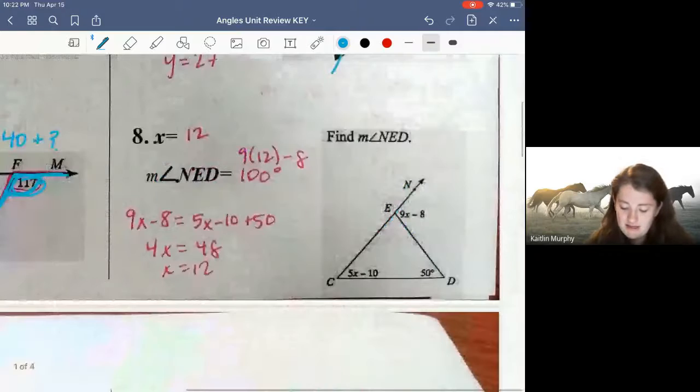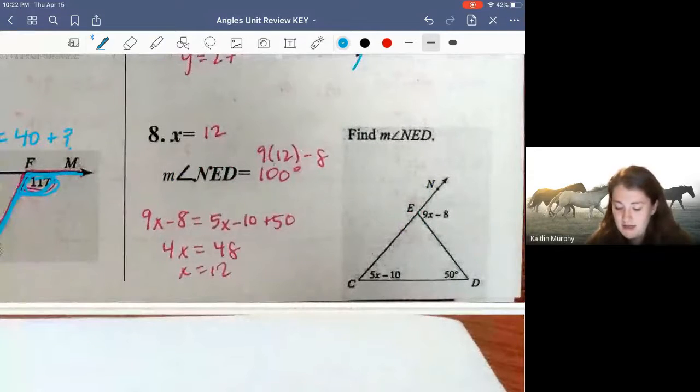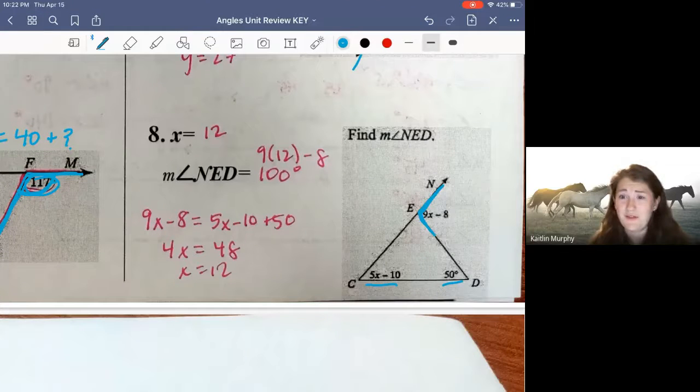On number 8, similar idea, we have this exterior angle though, and our exterior angles are equal to the sum of the interior angles. In fact, I think this one was one of the book problems, probably like the first one, number 16, I think. So 9x minus 8 is going to equal the sum of 5x minus 10 plus 50. We set that equation up, go ahead and solve, we get x equals 12, and then to plug it back into angle NED, I do 9 times 12 minus 8 and get 100 degrees.